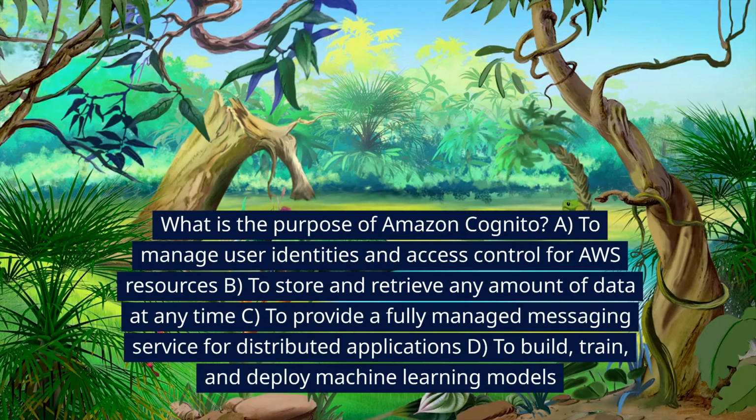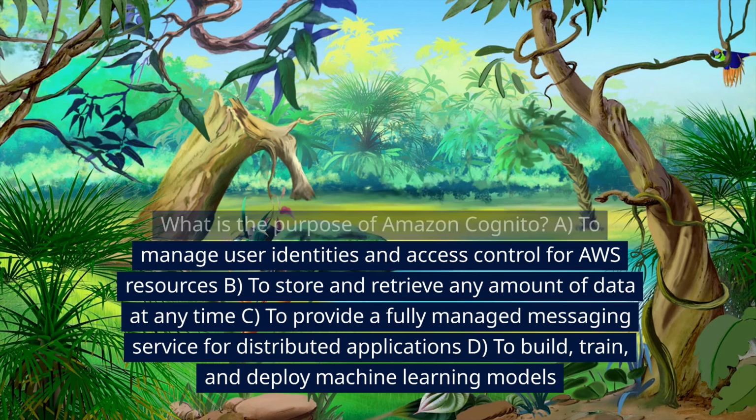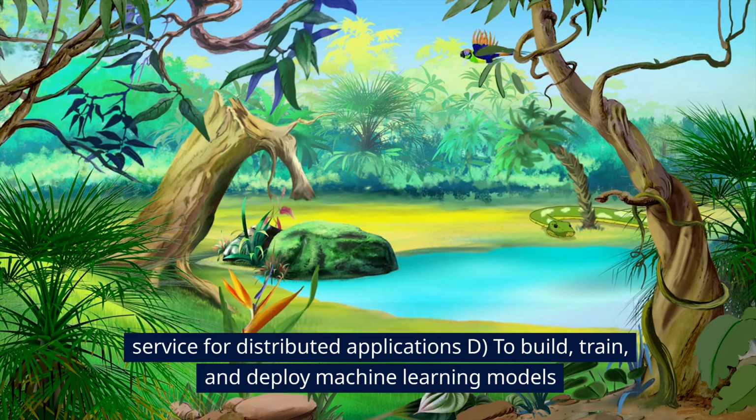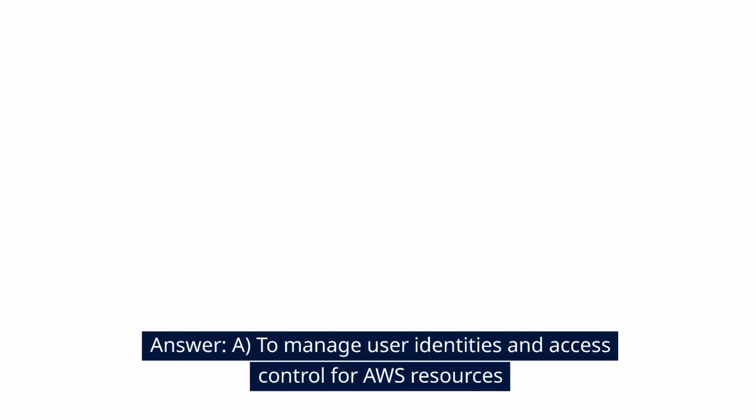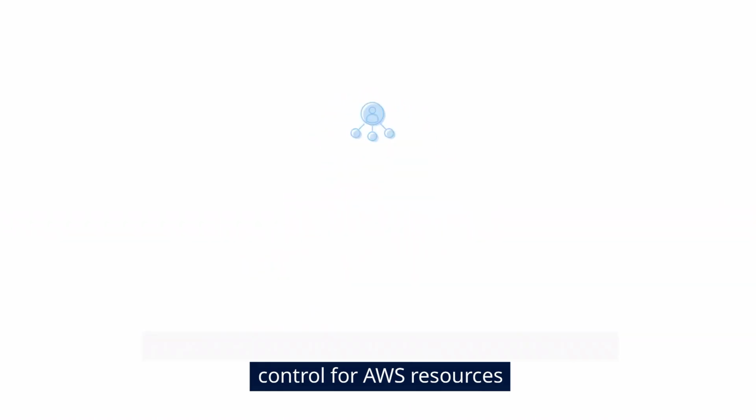What is the purpose of Amazon Cognito? A. To manage user identities and access control for AWS resources. B. To store and retrieve any amount of data at any time. C. To provide a fully managed messaging service for distributed applications. D. To build, train, and deploy machine learning models. Answer: A. To manage user identities and access control for AWS resources.